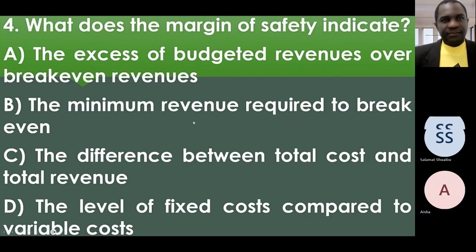Okay, so let's go. Number 4. What does the margin of safety indicate? A, the excess of budgeted revenue over break-even revenue. B, the minimum revenue required to break even. C, the difference between total cost and total revenue. D, the level of fixed cost compared to variable cost. What does the margin of safety indicate?